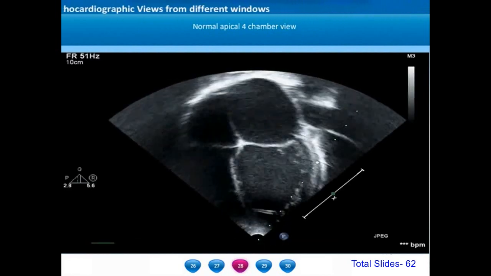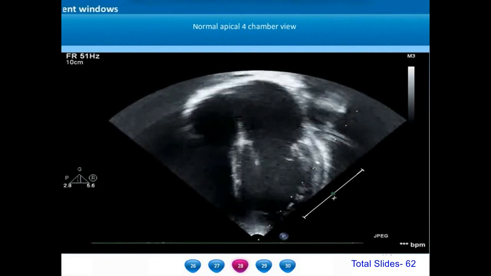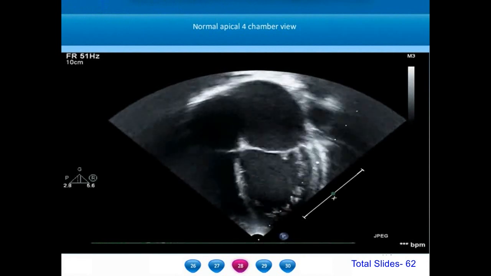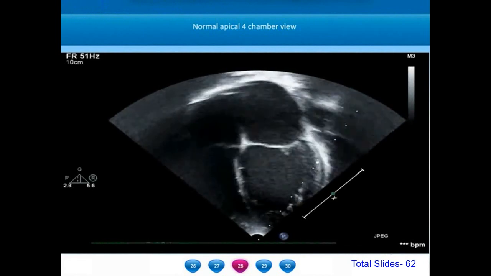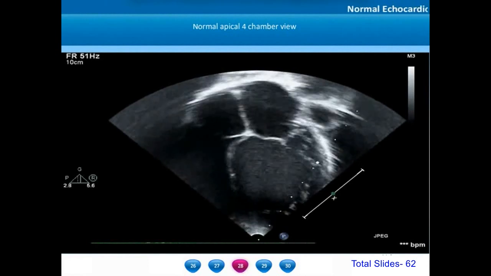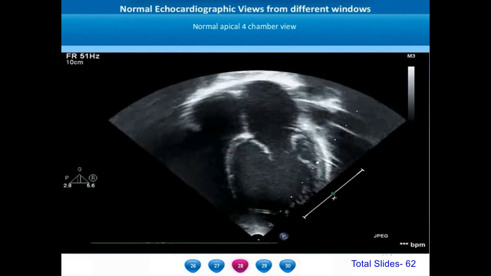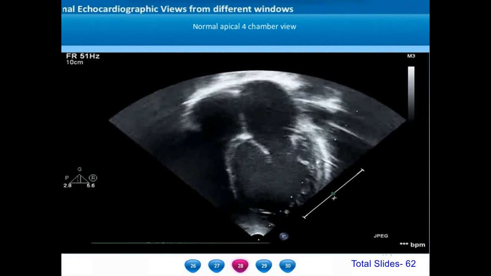Now we move on to the apical view. The apical view is best obtained by clinically palpating the apex of the heart and keeping the transducer over the apex. Ideally, the transducer should be placed on the most apical part of the left ventricle. We can appreciate the four chambers of the heart, the mitral and the tricuspid valves.